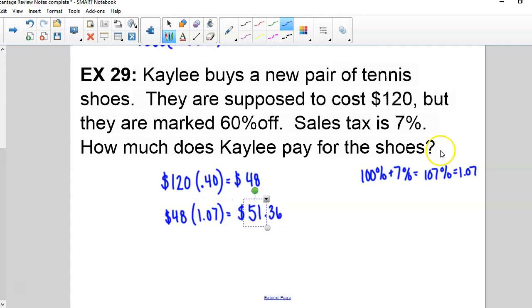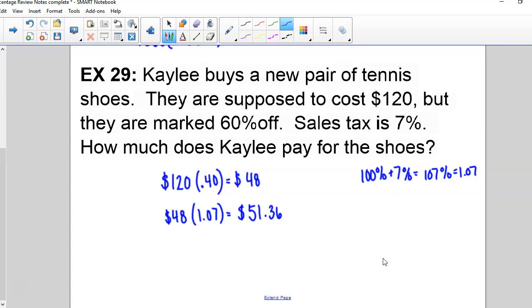All right, so $51.36 would be the cost of the shoes. And if you think about the cost, always make sure it's reasonable, because if they used to cost $120, that's really cheap for those shoes. But 60% off is more than half, and half off would be $60. So $51.36 seems pretty reasonable as an answer, and it is because it's right.